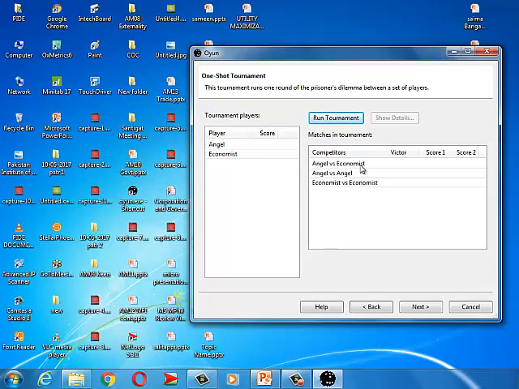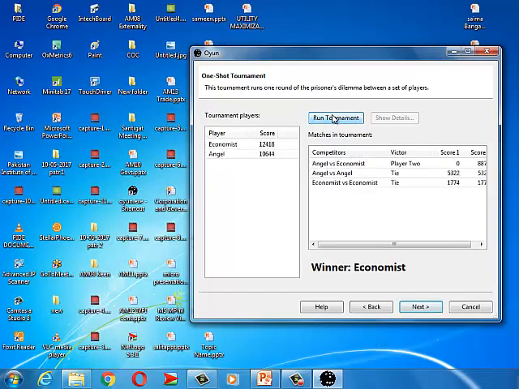So now what will the results be? I say run tournament. So when you have angel versus economist, the angels get 0 and the economists get 8,870. There are hundreds of games which we can see in detail later. Angel versus angel both score very good, 5,322. Economists both score very poorly, 1,774. But now the problem is that the economists do so well against the angels that they win this tournament.